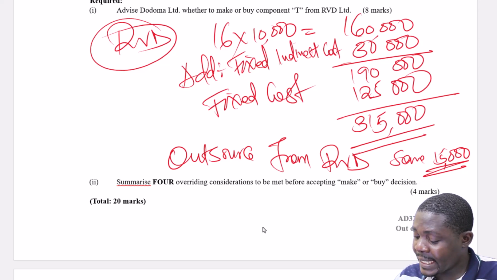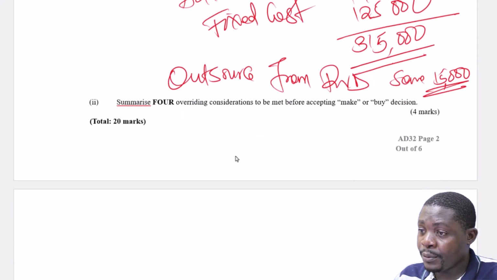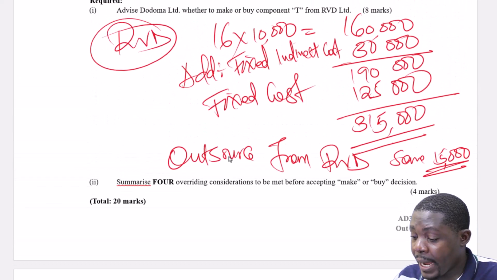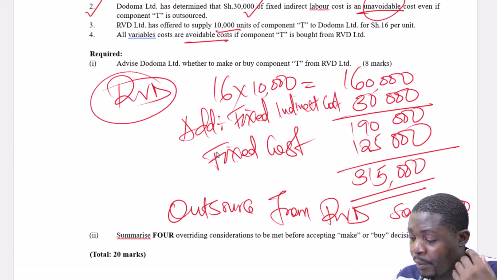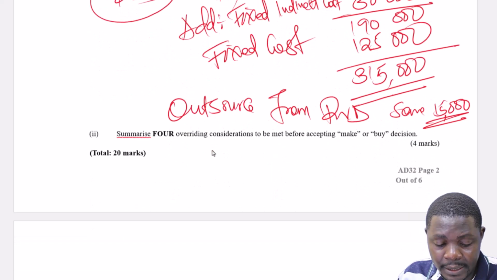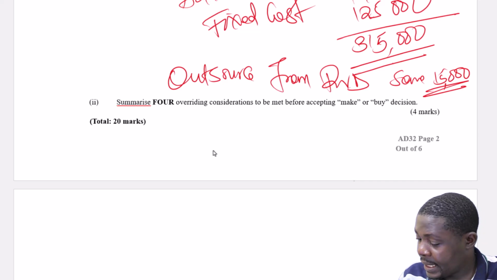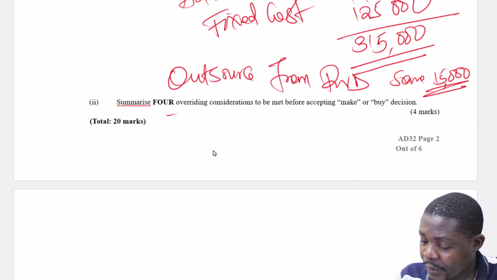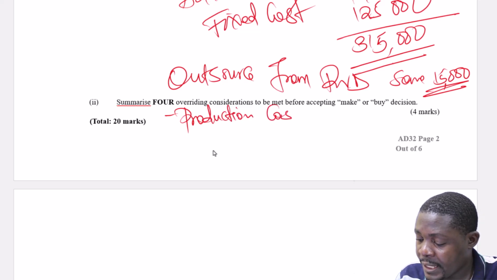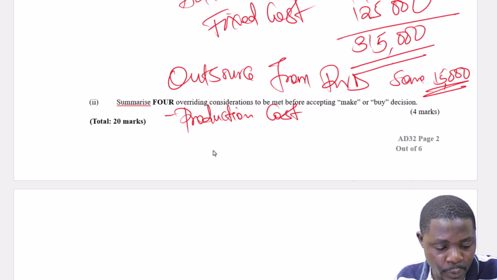what they are meant to consider before accepting make or buy decisions. The factors that they have to put into consideration before they accept to buy from RVD, they have to look at the production cost. Let me just list them. So, look at the production cost. In that case, you compare the production cost, which one is cheaper, is it outsourcing or producing within.